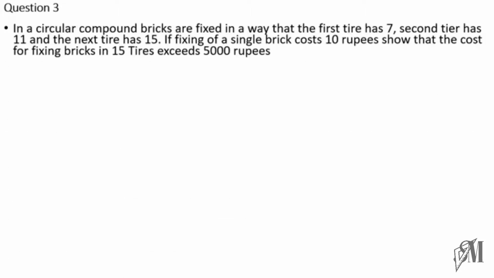Moving on to the third question of this video. In a circular compound, bricks are fixed in a way that the first tier has 7, second has 11 and the next tier has 15. If fixing of a single brick costs 10 rupees, show that the cost for fixing bricks in 15 tiers exceeds 5,000 rupees. Now here you have to clearly understand 7, 11 and 15 lie in an arithmetic progression, and to find out the number of bricks in the first 15 tiers, we have to find the sum of the first 15 terms of this progression.